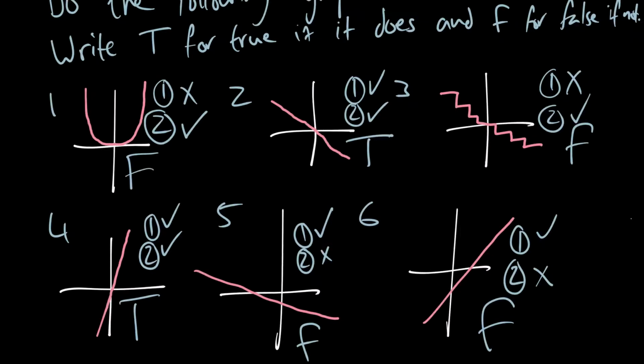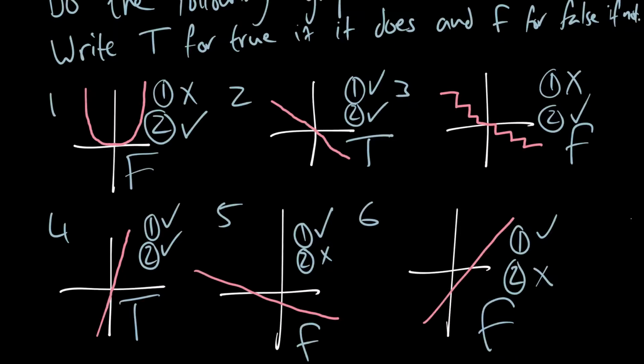Okay, so here we have number 1. As you can see, it's a curve. It's not a straight line, but it does go through 0, 0. So because 1 is wrong, it's false. Both have to be correct, true. Remember that, both have to be true. This line, it's a straight line and it goes through 0, 0. So it's true.